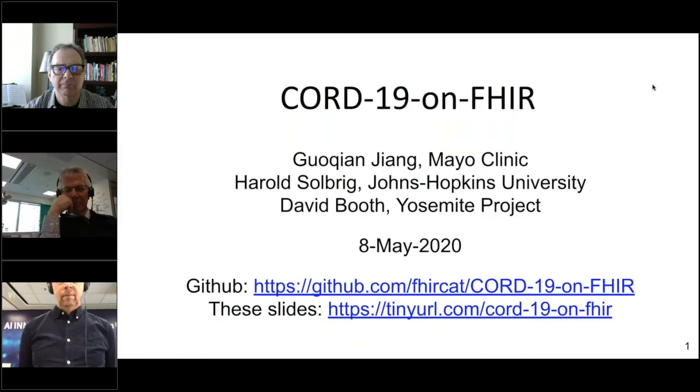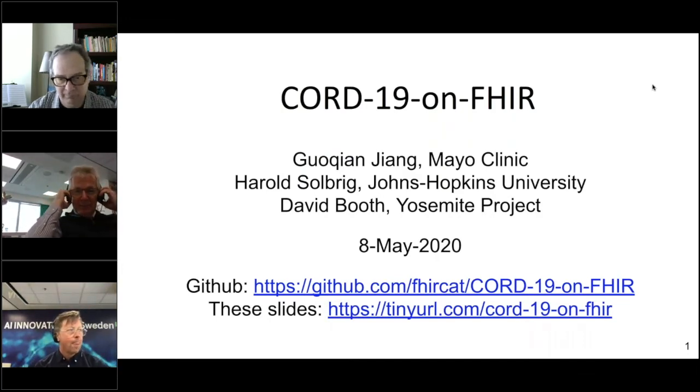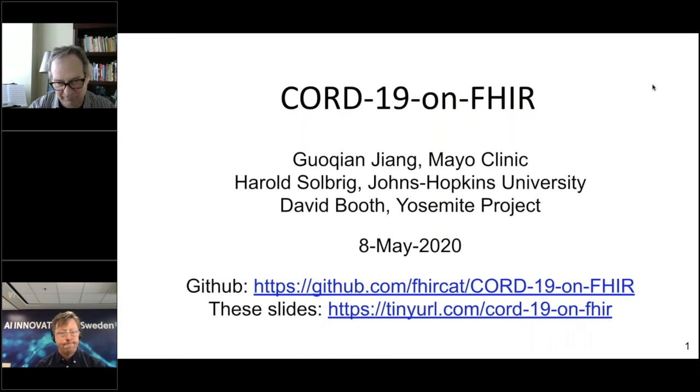Okay, so I'm David Booth, and I am working with both the Mayo Clinic and Johns Hopkins University on a project right now that's called COVID-19 on FHIR. My background is computer science, and I've been involved with semantic web technology and RDF for quite a number of years, and applying it to healthcare and life sciences for the past 10 years or so.